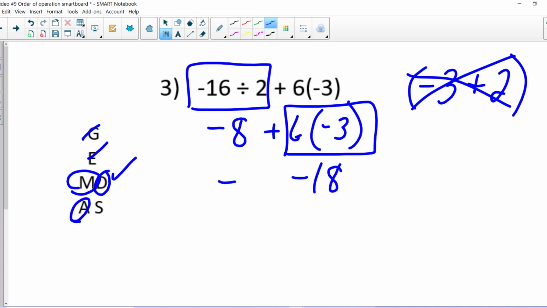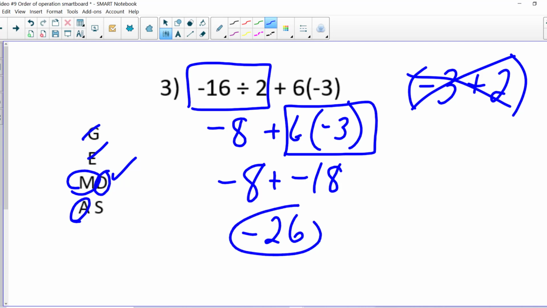Now again, I'm going to bring down the rest of the problem that I haven't used, which is negative 8 and the plus sign. And the last step, negative 8 plus negative 18. And what does that equal? Hopefully you said negative 26. You combined these two because you had 8 negatives. You're going to add on 18 more negatives. You don't have any zero pairs to cancel out. So you get negative 26.